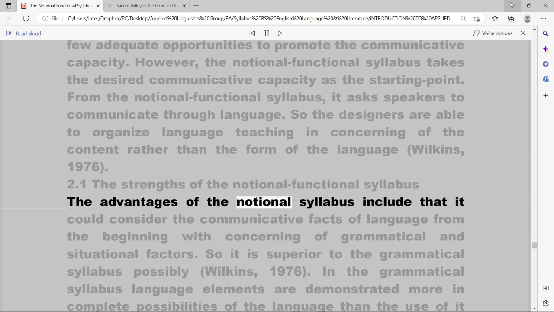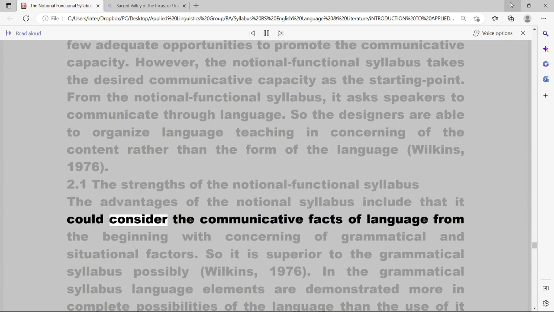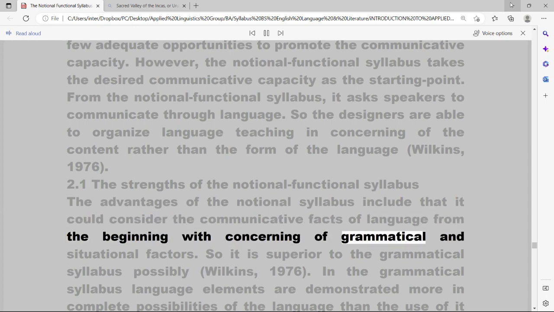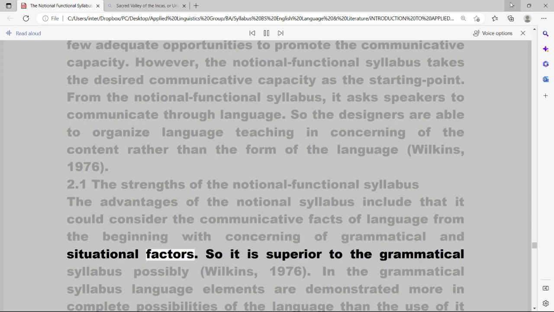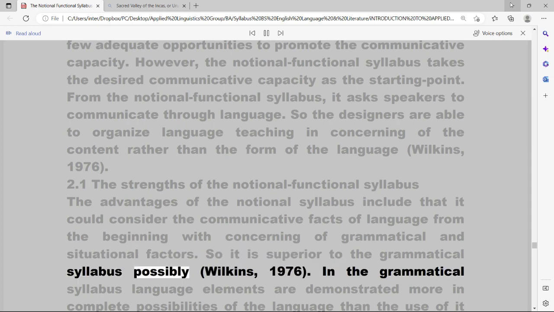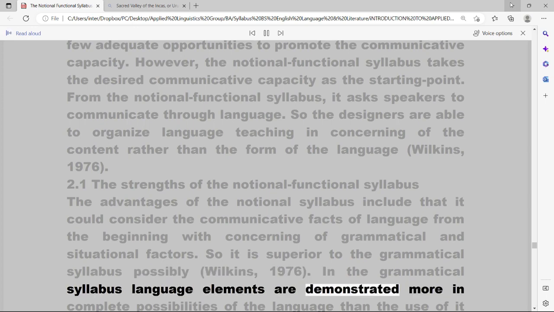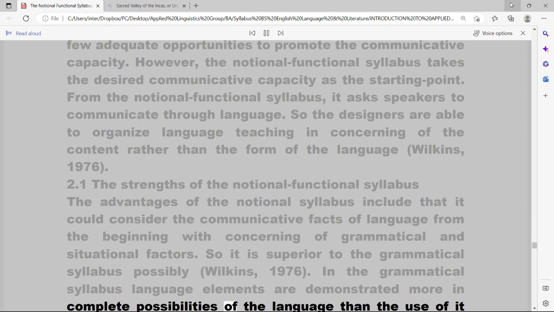2.1 The strengths of the notional functional syllabus. The advantages of the notional syllabus include that it can consider the communicative facts of language from the beginning, with concern for grammatical and situational factors. So it is possibly superior to the grammatical syllabus. Wilkins, 1976.